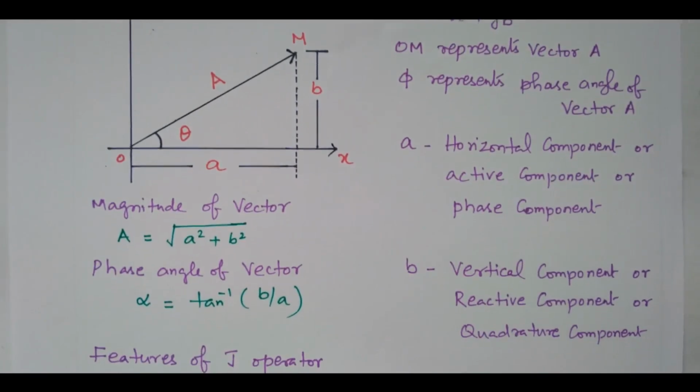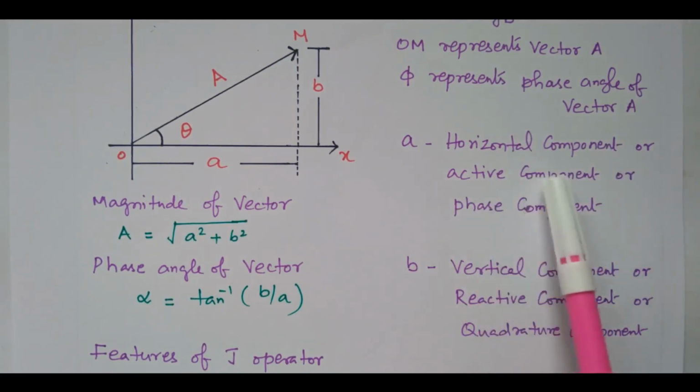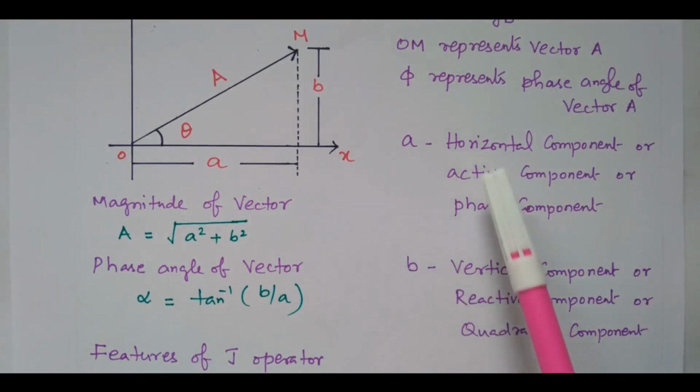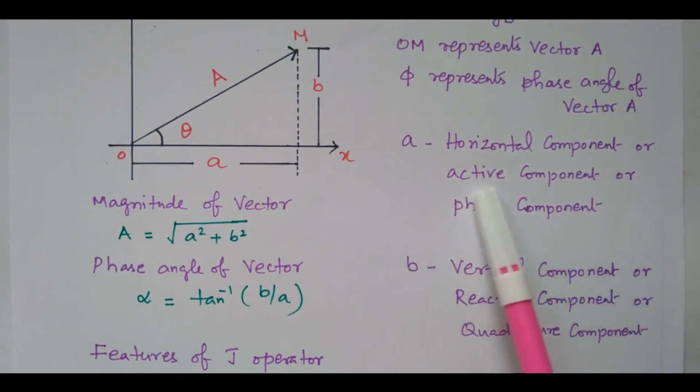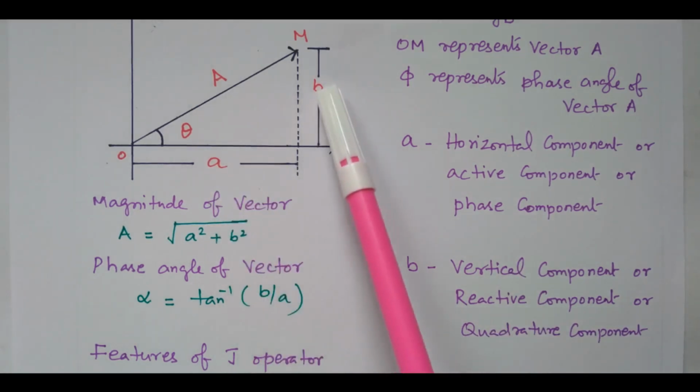And also some more description is given. The a is nothing but the horizontal component or active component or in-phase component. It's a real term. a is the real term. It's also called horizontal or active or in-phase component. The b is the vertical component or reactive component or quadrature component. Quadrature means 90 degree. It's an imaginary part. So a is the real term, b is the imaginary term.